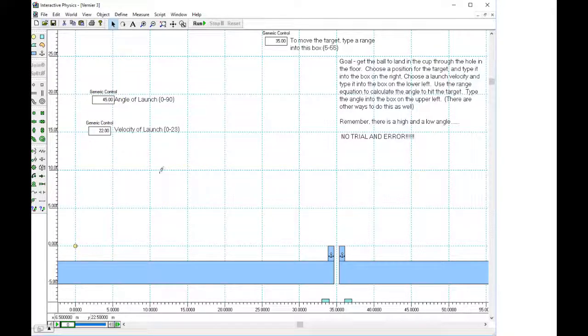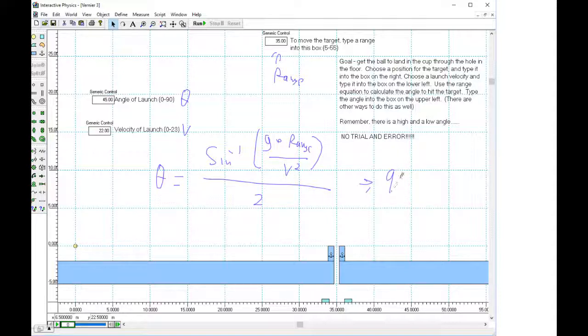Method number two is to use the fact that the angle is the inverse sine of g times the range, so this is our range, g is 9.81, over v squared, and this is our v. This is the angle that we calculate, and then that divided by 2. Now this will always give you the low angle, so then the next step is go 90 minus that angle. So pretend like you're doing the rocket competition and solve for the angle using this.